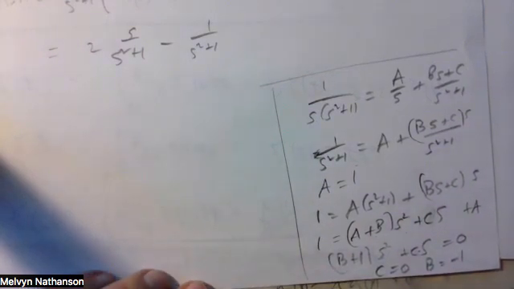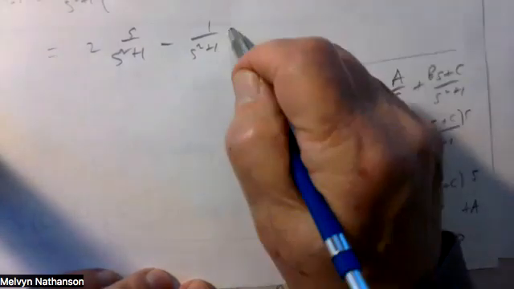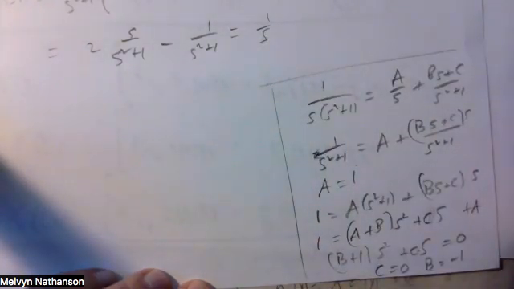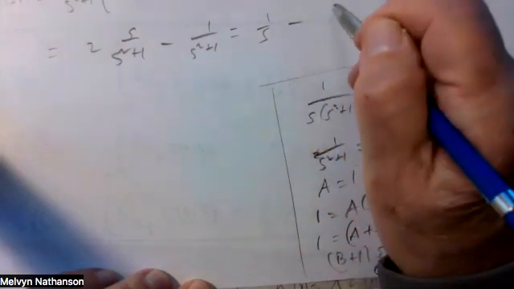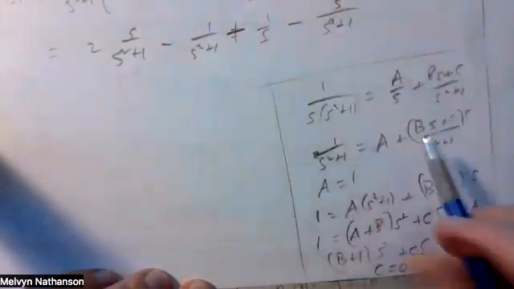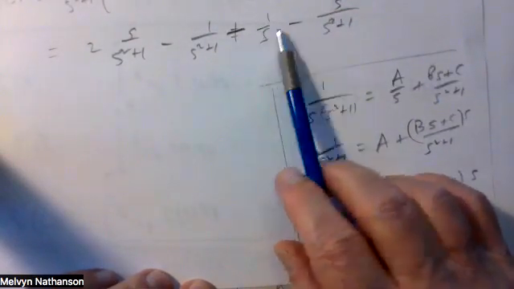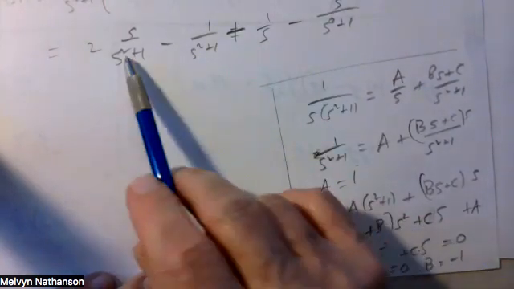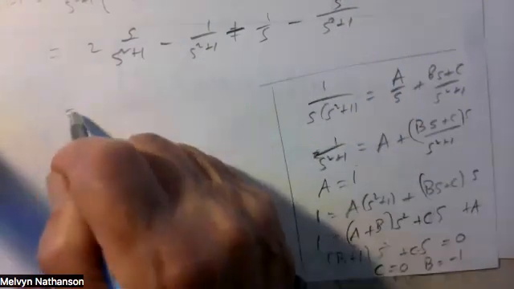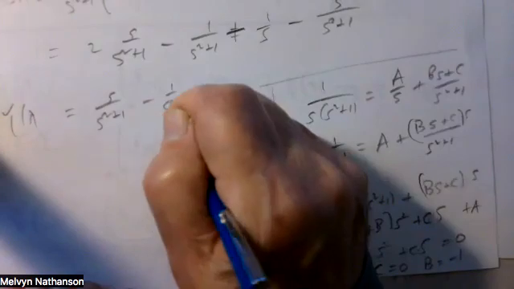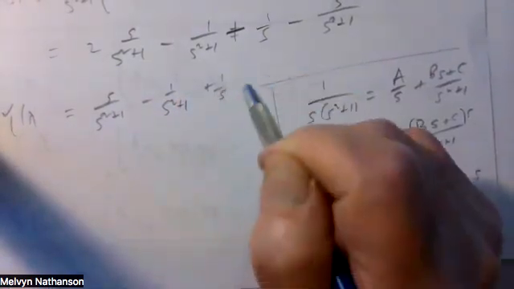C is 0, and b is equal to minus 1. So if I did this correctly, I'll check in a second, this is equal to 1 over s minus s over s squared plus 1. This is s squared plus 1. Yep, that's exactly right. And 2s minus s, that's 1. So y of s equals s over s squared plus 1 minus 1 over s squared plus 1 plus 1 over s.